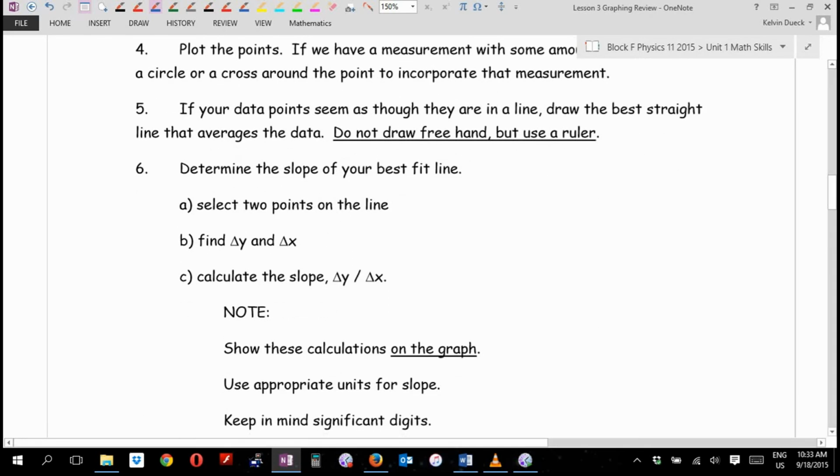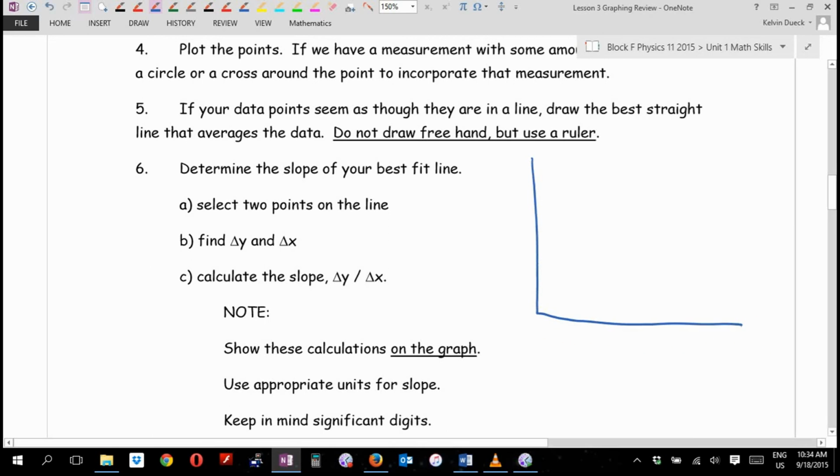If your data points seem as though they're all in a line, what kind of a line, Prith? A straight line. Draw the best straight line that averages the data. Do not draw freehand, but use a ruler. Now here's common mistake number 2. Look up. You can make a little sketch, but not yet. Just watch me draw this.